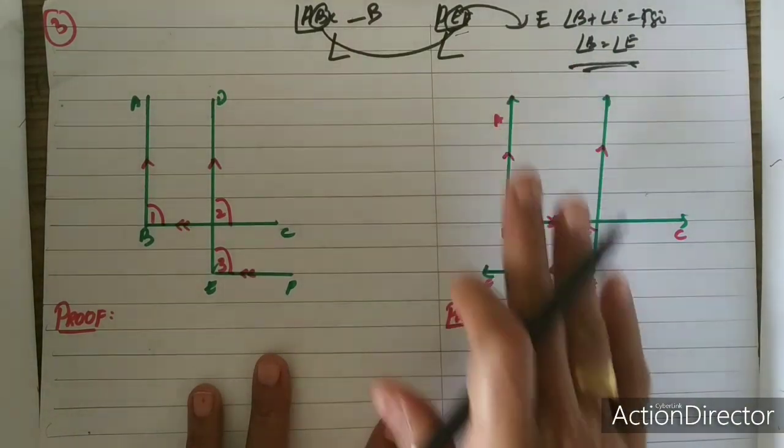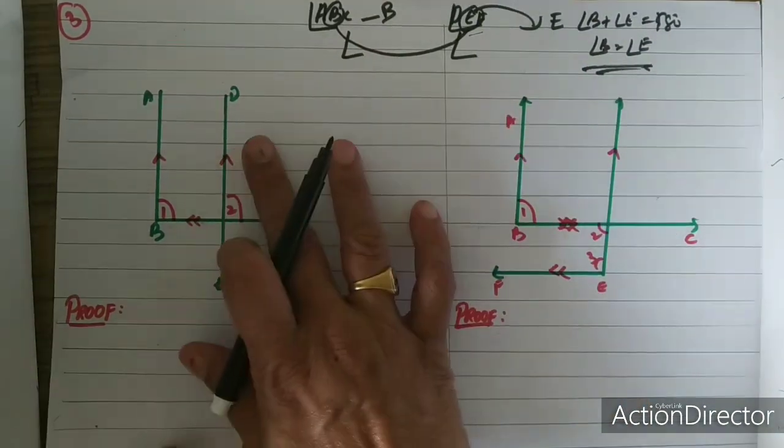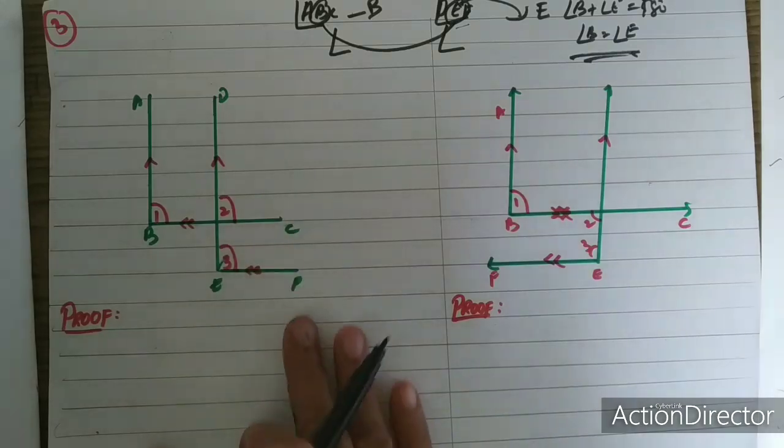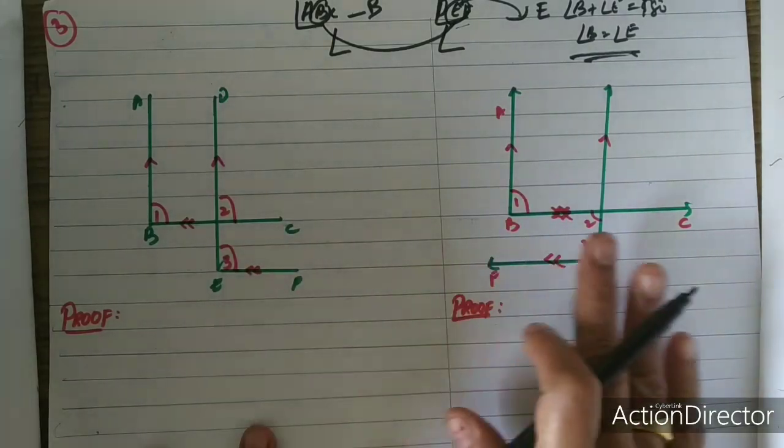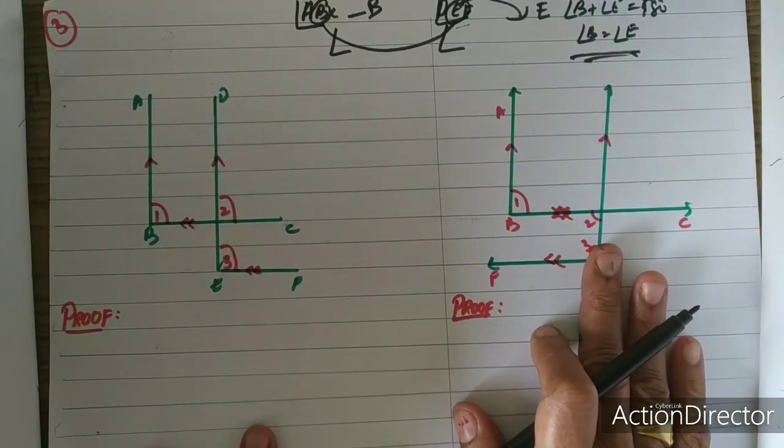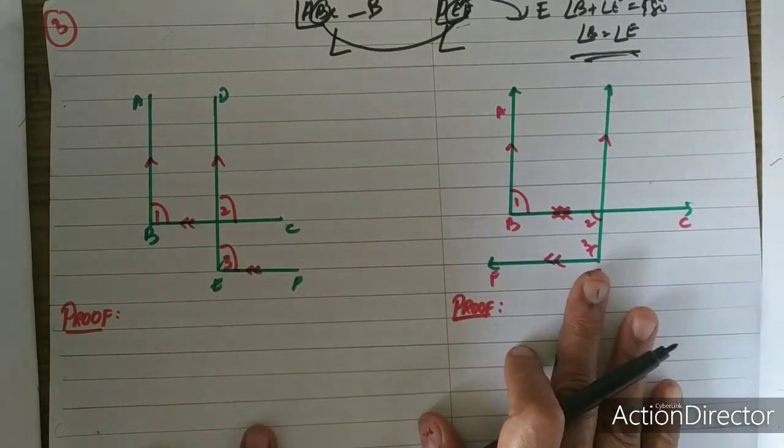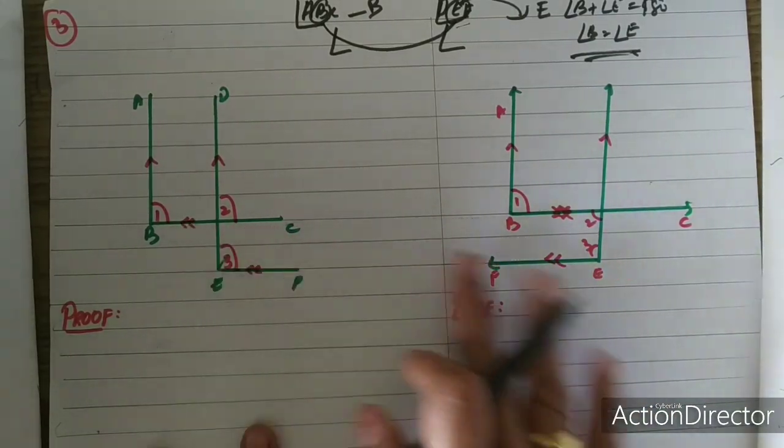So for proving these two conditions, two cases arise for the figure. This is the first case, we can draw the figure like this, or this is the second case, we can draw the figure like this. So let us see what is the first case.